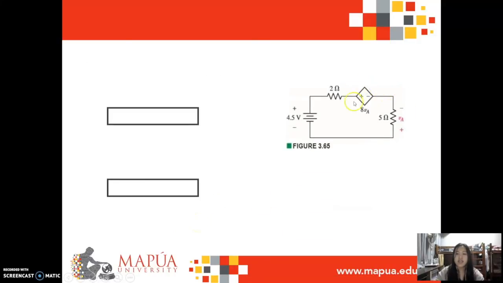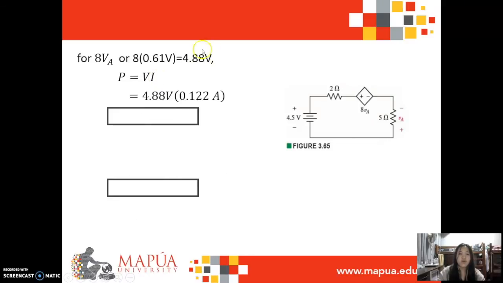So for our next element, we have 8 VA, or 8 times our VA, which was 0.61 volts, is equal to 4.88 volts. So the formula for power is voltage times the current, wherein our voltage is 4.88 volts and the current is 0.122 ampere. So the answer is 0.595 watts.